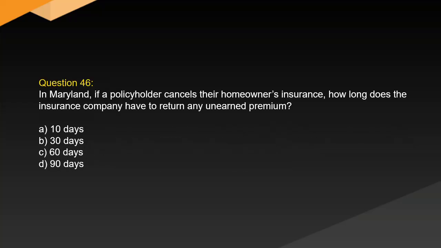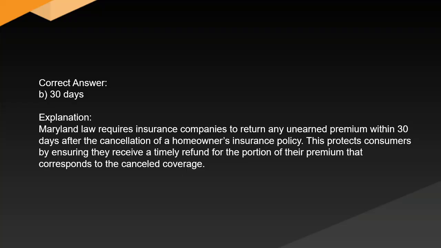Question 46. In Maryland, if a policyholder cancels their homeowner's insurance, how long does the insurance company have to return any unearned premium? A. 10 days. B. 30 days. C. 60 days. D. 90 days. Correct answer. B. 30 days.